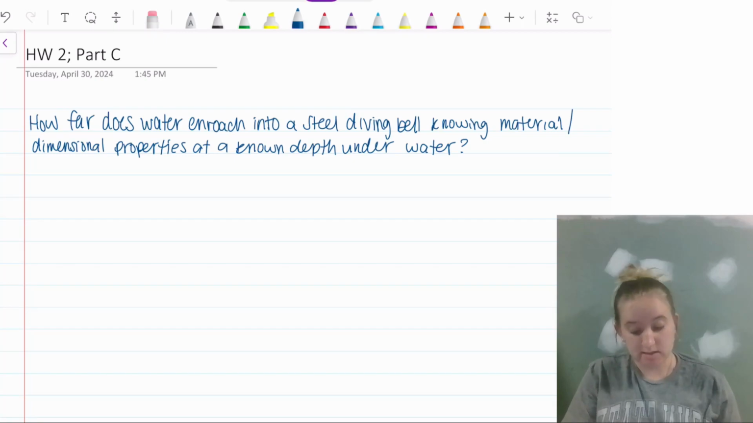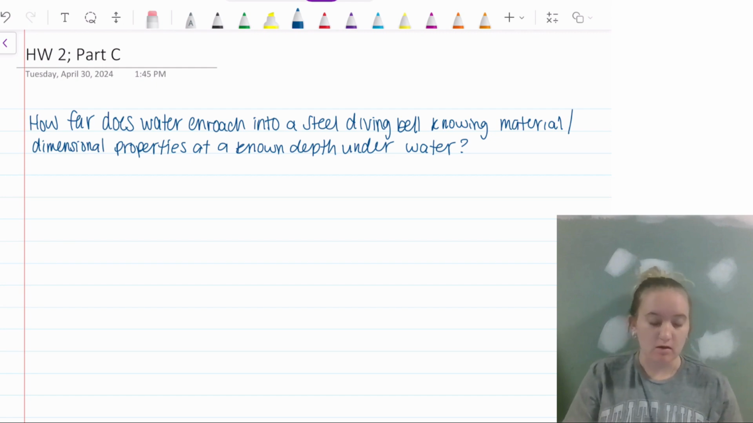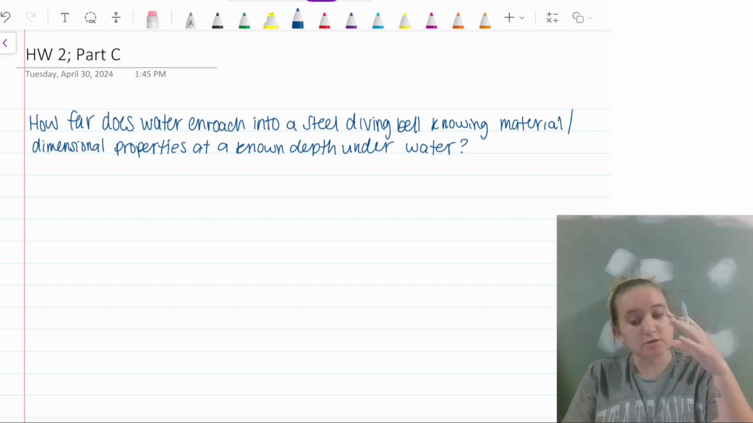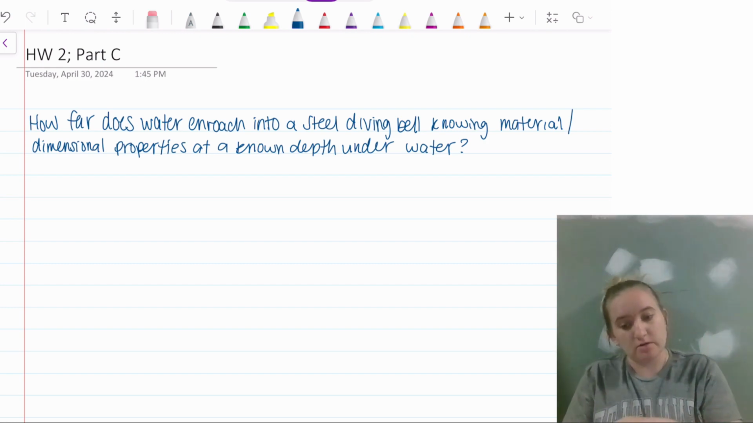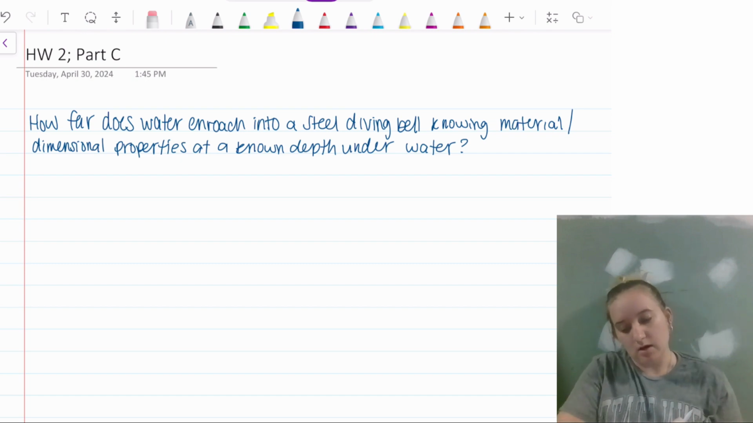For homework 2, part C, we're trying to find out how far water encroaches into a steel diving bell with known materials and dimensional properties and a known depth underwater. A diving bell typically gets pushed underwater and it's filled with air, so as it gets deeper and deeper underwater, that air experiences more pressure from the water, so it compresses, allowing the water to encroach into the bell.